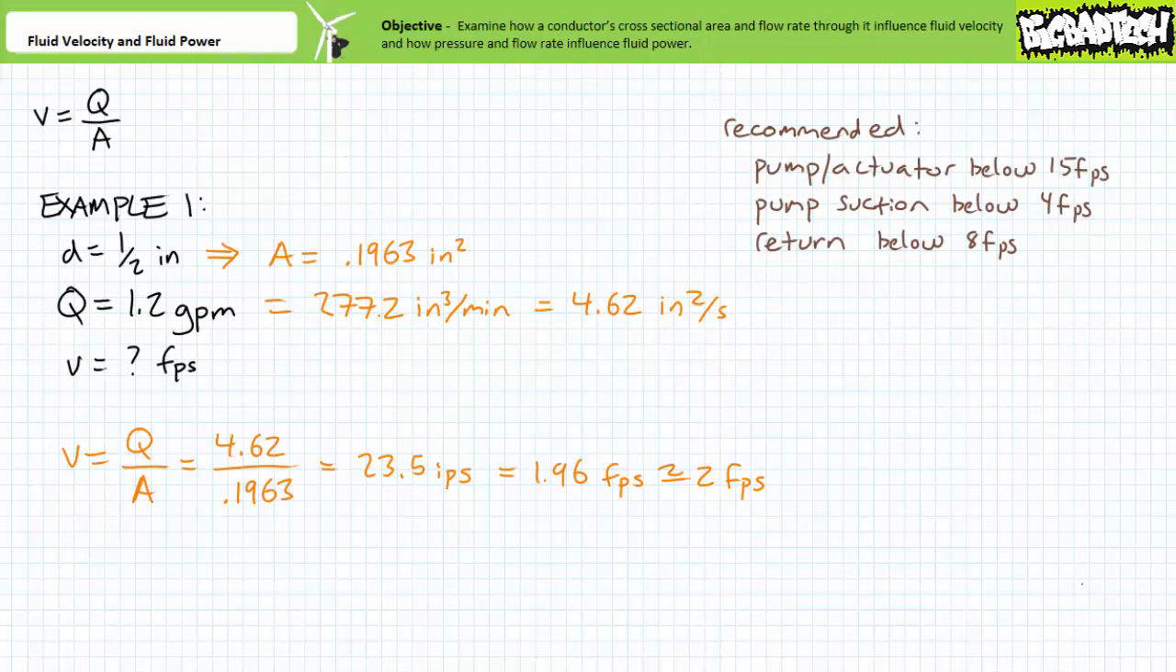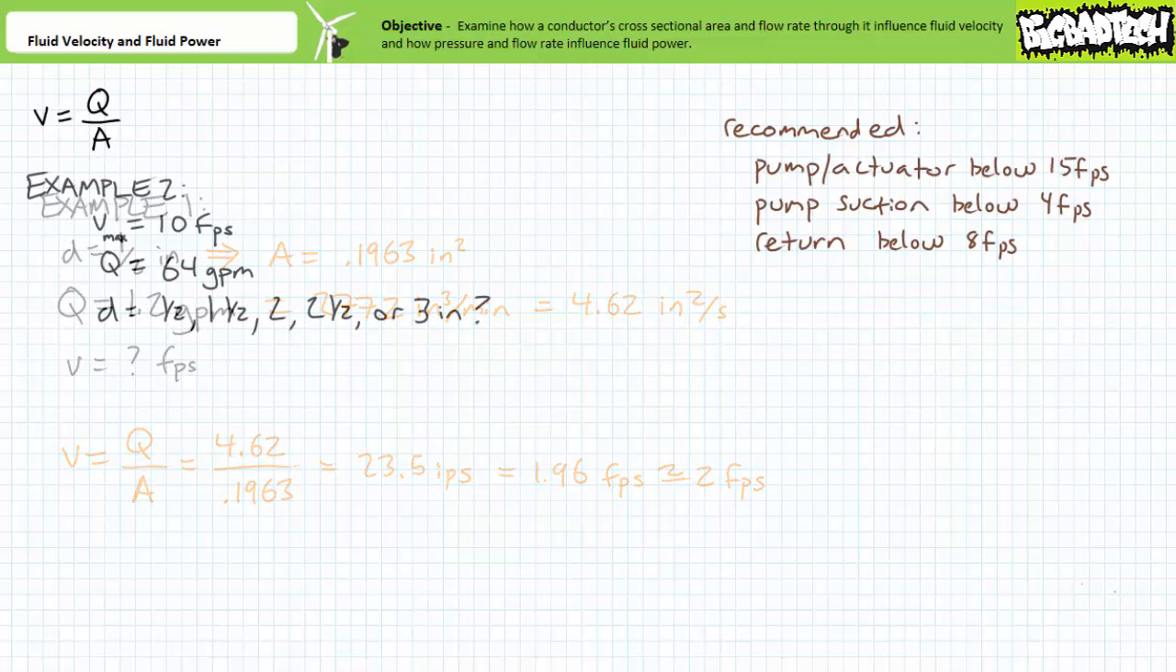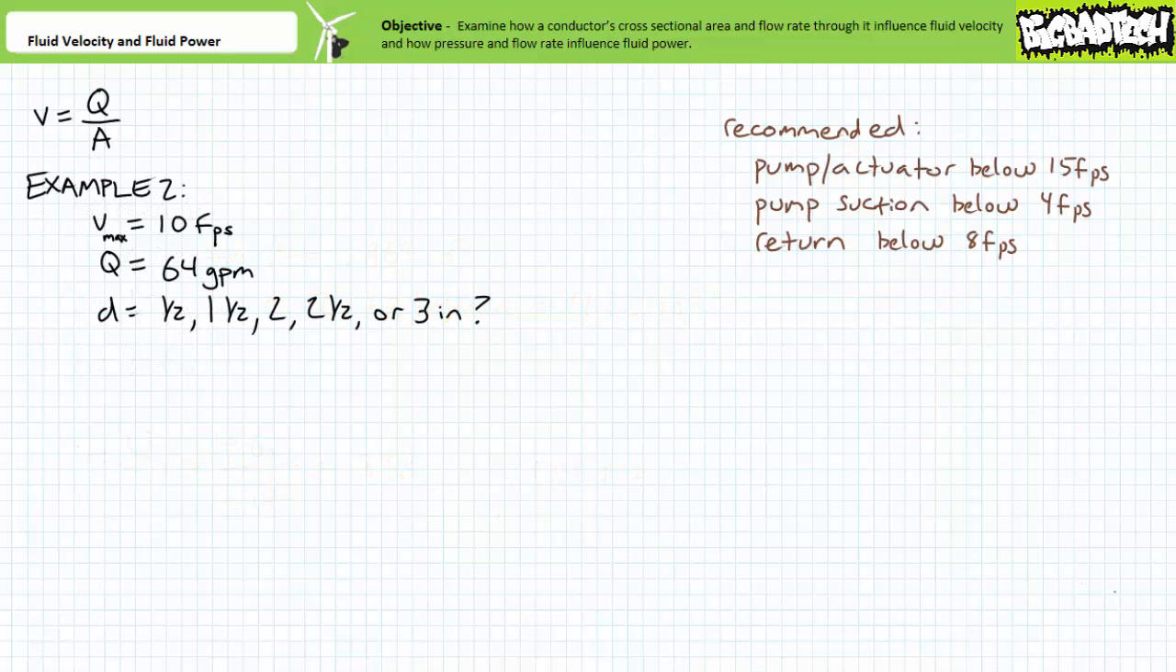Depending upon the application, most manufacturers recommend keeping fluid velocity below 15 feet per second between a pump and an actuator, below 4 feet per second in a pump suction line, and below 8 feet per second in a return line. This explains why suction and return lines are often larger in diameter than working lines, to keep fluid velocity below these figures. Keeping with this spirit, let's say a manufacturer is specifically requesting a system must keep velocity below, let's say, 10 feet per second.